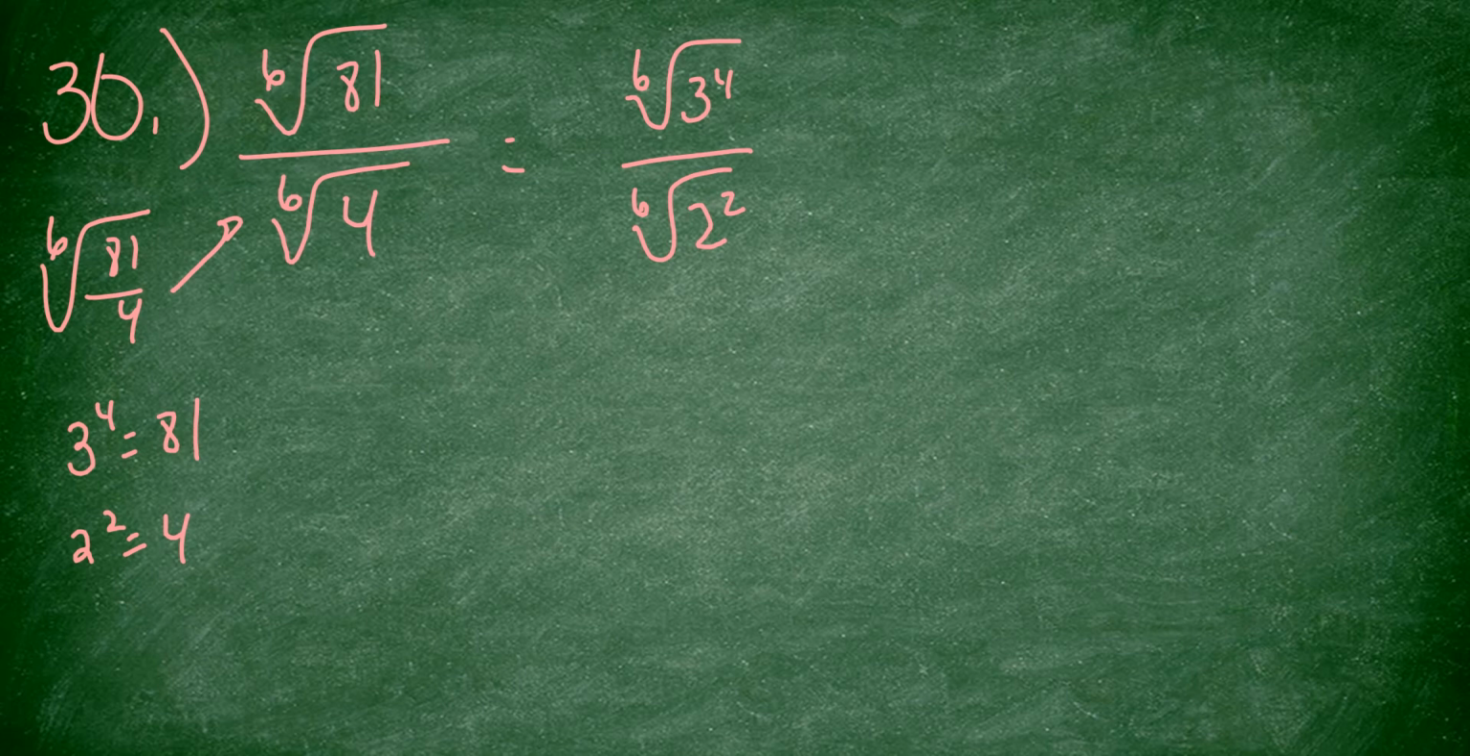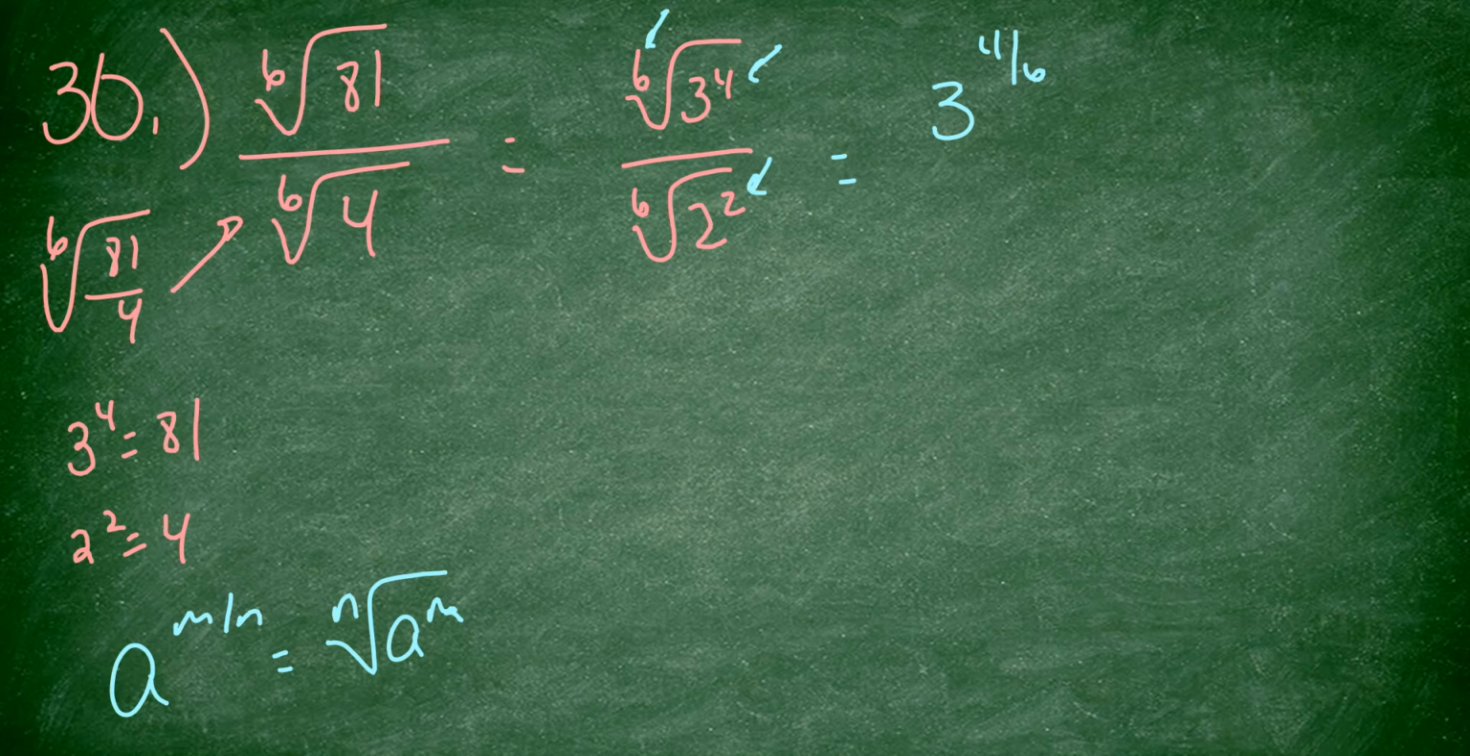Now I'm going to use this idea where if I have exponents, I can change them into radicals, and actually vice versa. If I have a radical, I can change it into an exponent. So I'm going to do that. I have an m, I have an n, and then I have my a, which is the 3. So I'm going to make it 3 to the 4 over 6. I have an m, which is 2, I have an n, which is 6, and there's my a, so it's going to be over 2 to the 2 over 6.